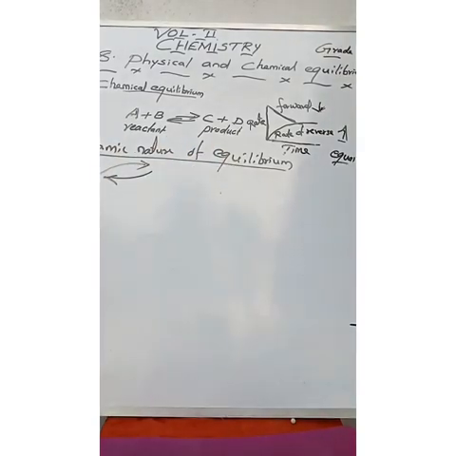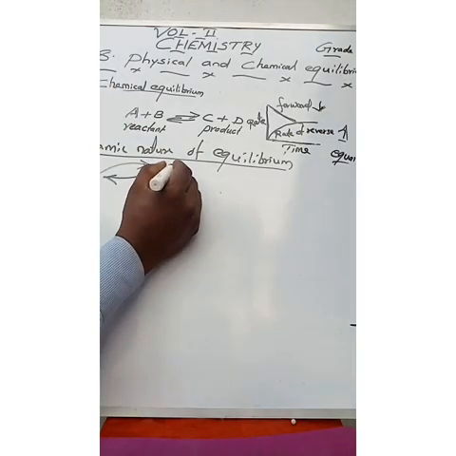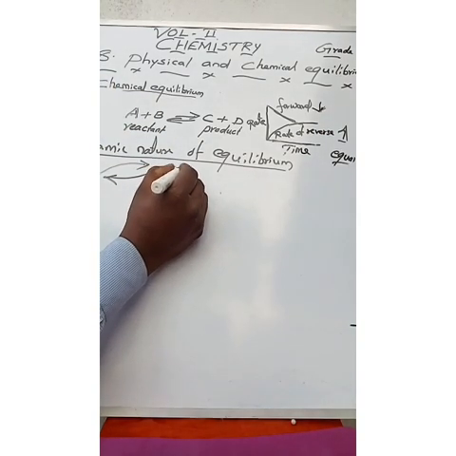Both the forward and backward reactions together are the dynamic nature of the equilibrium. At equilibrium, what is the condition? Both the forward and backward reactions are at the same rate, and that is what we call equilibrium. At equilibrium, the forward and the backward reactions are proceeding at the same rate.